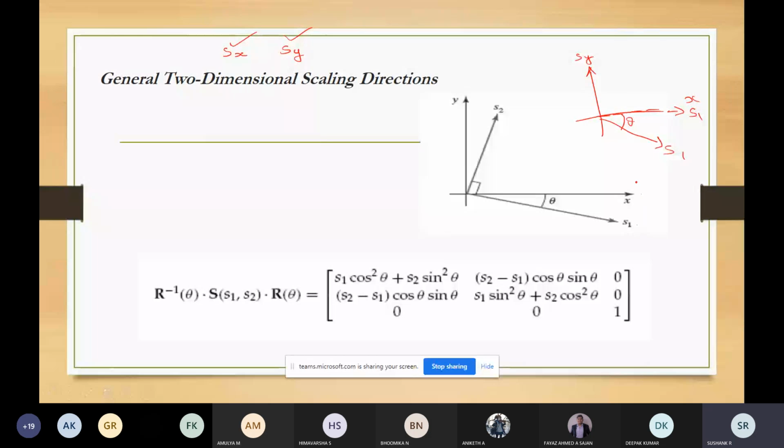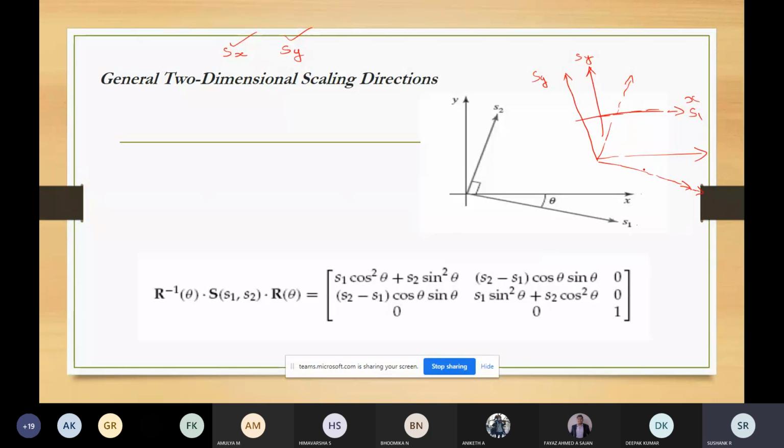So first I'm performing the rotation so that s1 and s2 will coincide with the x-axis and y-axis. After that I will perform the scaling along the x-axis through sx, and the scaling along the y-axis through sy. Once the scaling is done, I'll bring it back to the original position, by the reverse of the rotation, the inverse rotation.